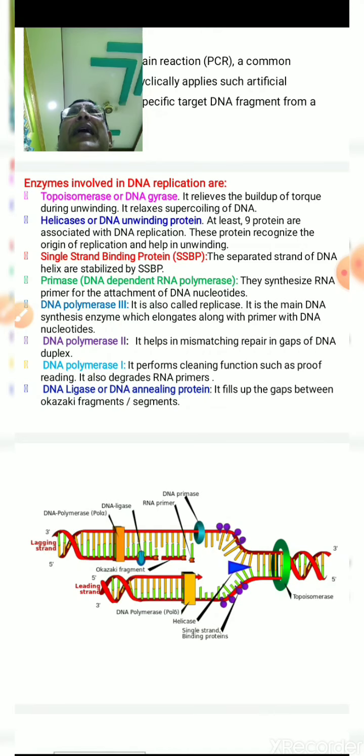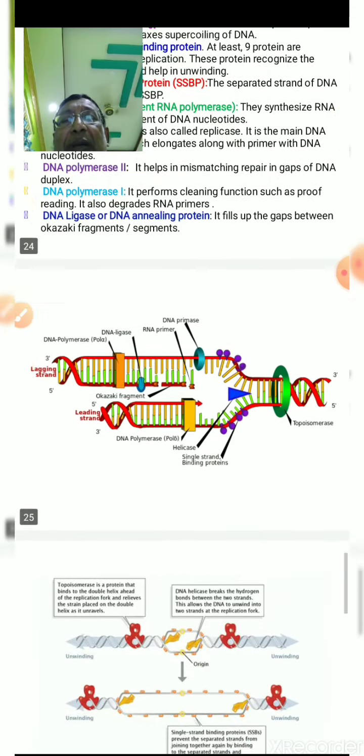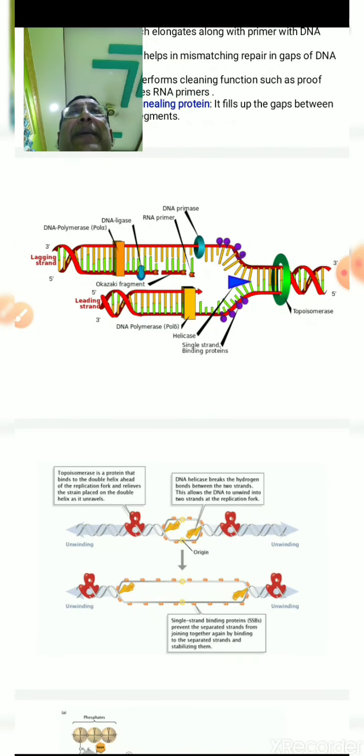I have already mentioned that helicase involves at least 9 proteins or enzymes, 9 types of enzymes. I have not given details so that it will not be very complex. I have given the main enzymes which are essential for DNA replication. In my next diagram, I have shown how DNA replication takes place.